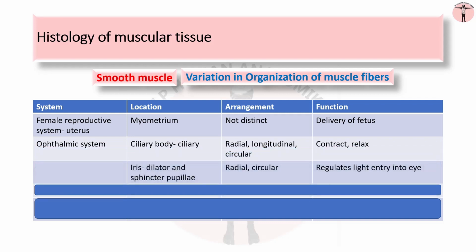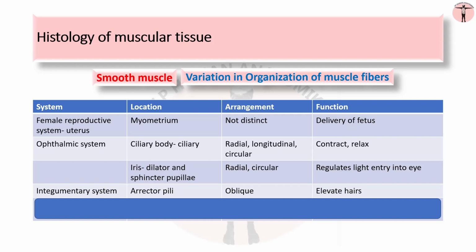Ophthalmic system. Ciliary muscle, arranged radially, longitudinally and circularly, contracts and relaxes to change the size and shape of the lens. In the iris, the fibers are arranged radially and circularly to form the dilator pupillae and sphincter pupillae, which regulate light entry into the eye. This changes the amount of light entering the eye.